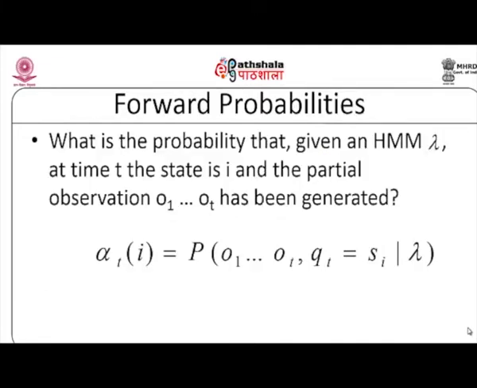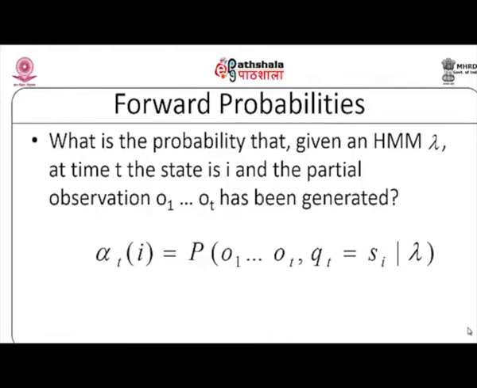Now, let us discuss what is the meaning of this forward probability. What is the probability that, given an HMM model lambda, at time t the state is Si and the partial observation O1 to Ot has been generated? Imagine you are given the model lambda, a time t and a state i. What is the probability of generating the partial observation O1 to Ot, having come from O1, reached Ot and being in state i? That particular probability is called the forward probability.